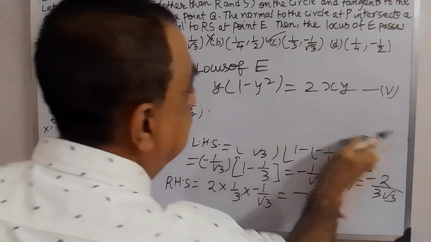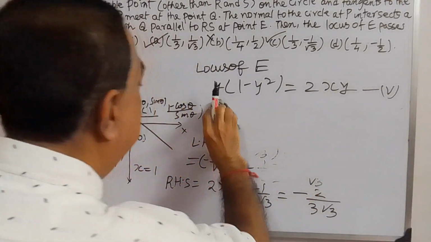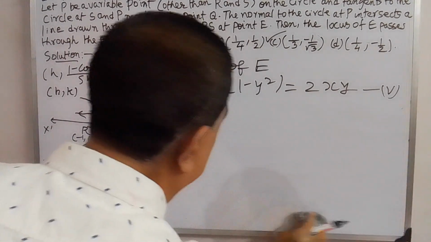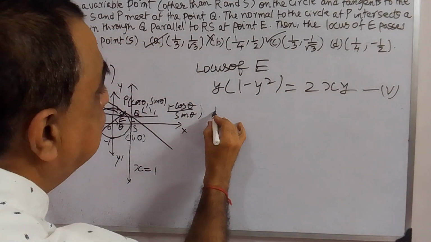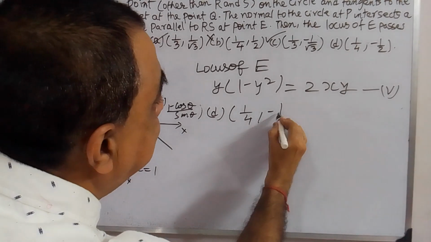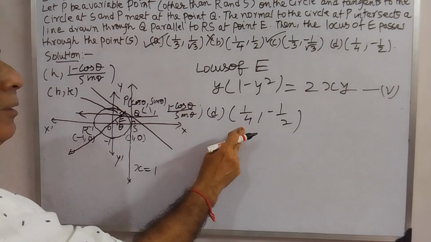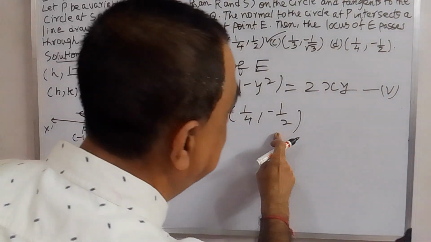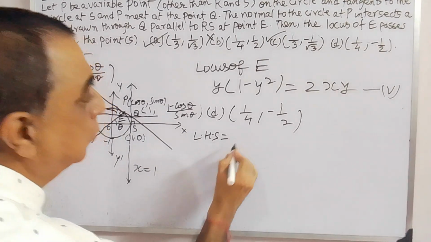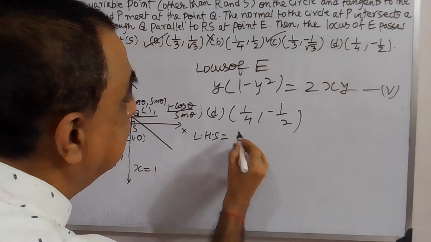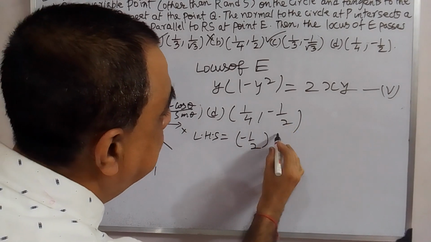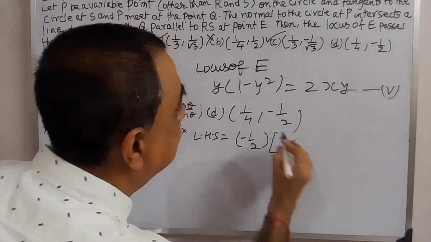Now let us check the point D in the same way. So the point D coordinate is given as 1 by 4, minus half. Now for x you will write 1 by 4, and for y you will write minus half. Now let us check the left hand side. What value of left hand side are we getting? For y you will write minus half. Minus half into 1 minus y squared.